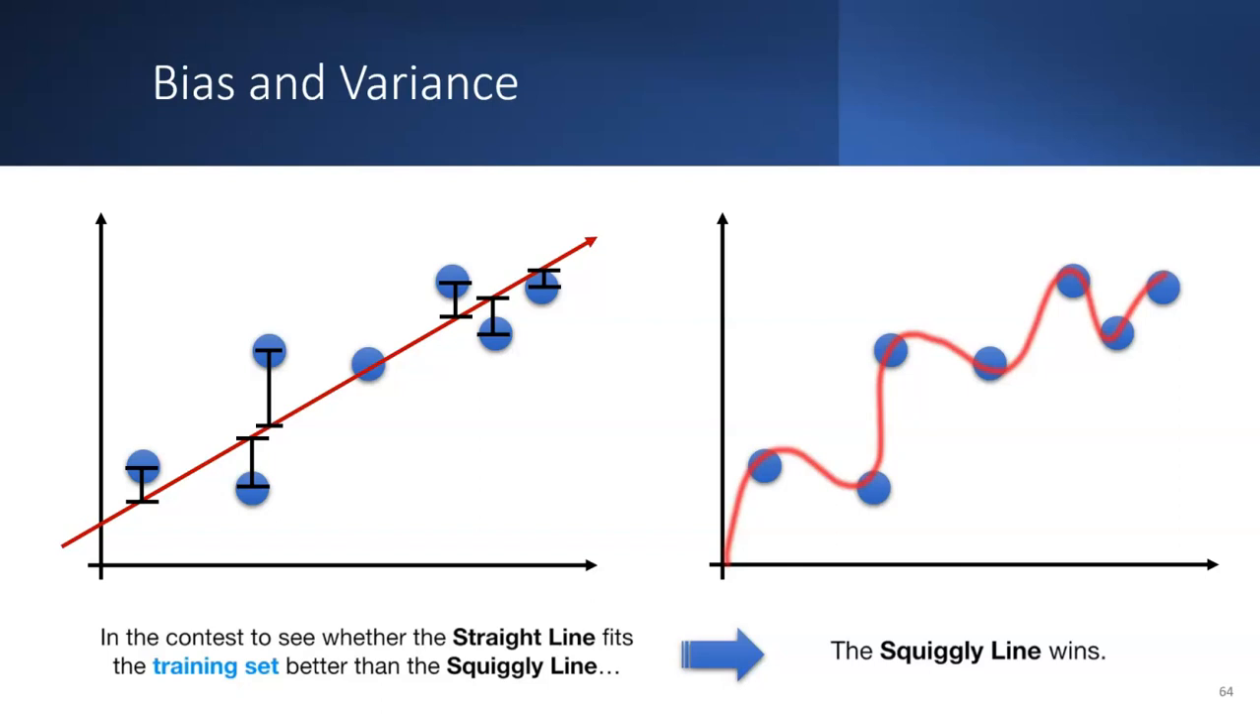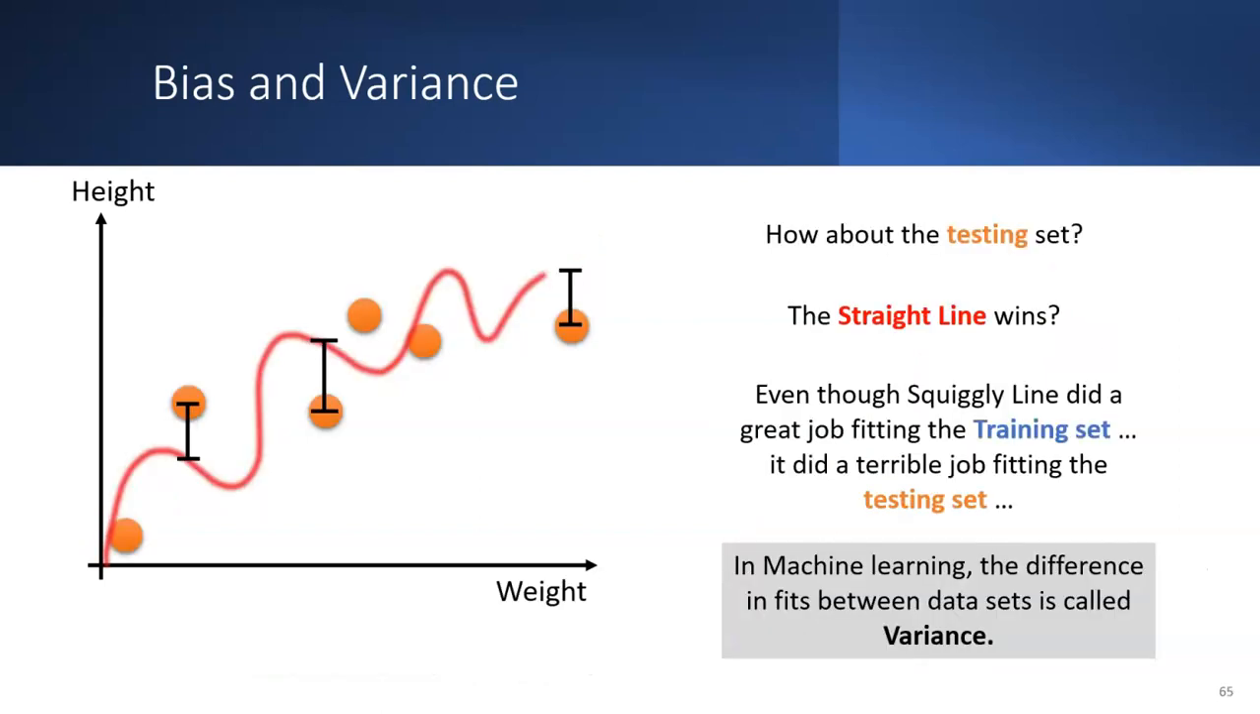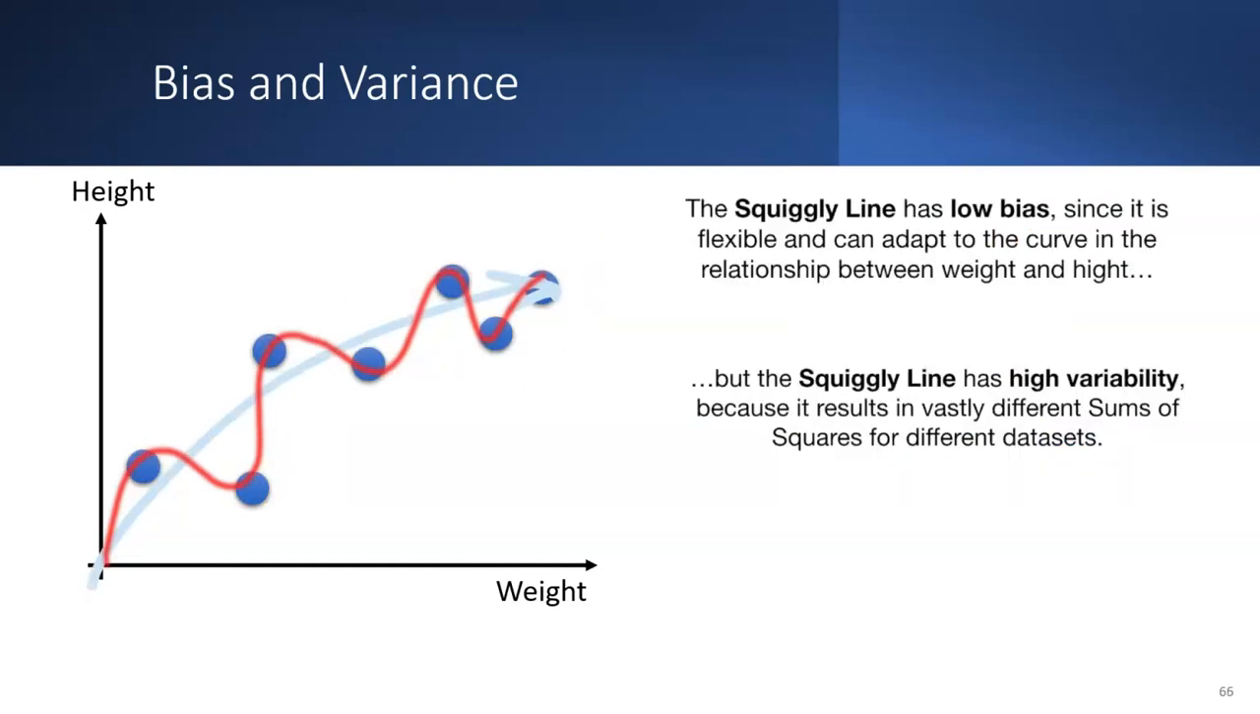In the training set it wins, but let's see in the testing. How about the testing set? Does the straight line win or the other one? Let's see. Even though the squiggly line did a great job fitting the training set, it did a terrible job fitting the testing set. In machine learning, the difference in fit between data sets is called the variance, right? If there is more variance, it's not fitting into our model. So it means the straight line seems to be winning in the testing.